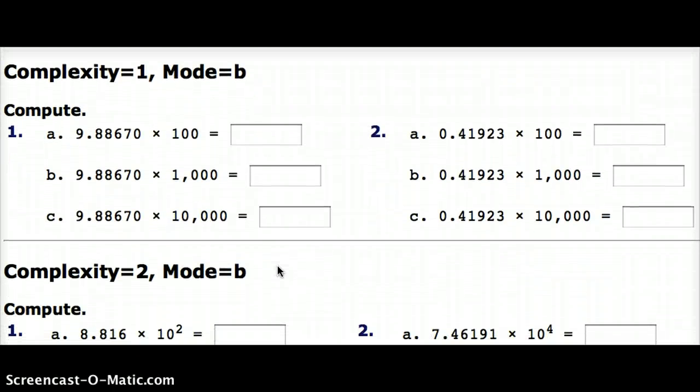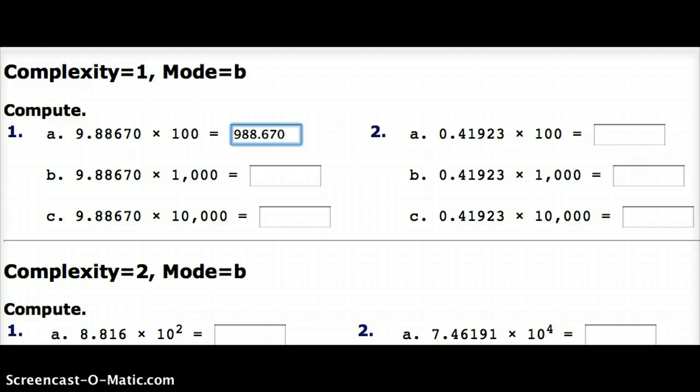Now we're working with decimals, but the rules are exactly the same. So I'm still going to move the decimal over 2 spaces to the right. So 2 spaces to the right, which means my decimal is going to land right between the second 8 and the 6. So it's going to look like this.